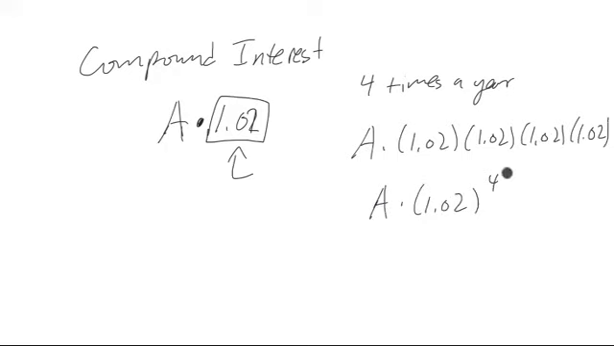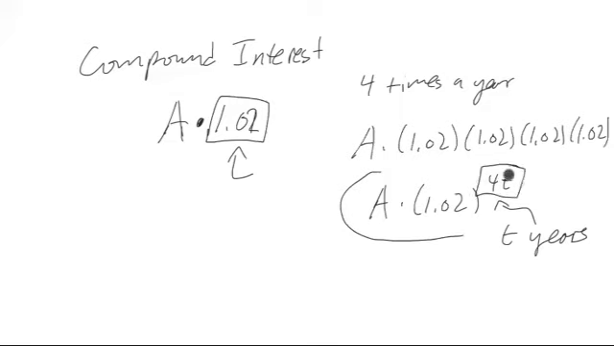Of course, if you're thinking after T years, then this is what you would want, right? You'd raise that whole bit to the T. So 1.02 to the 4T, where you've compounded 4T times in T years. Because every year you compound 4 times. So after T years, you've compounded 4T times. So you're going to be multiplying by 1.02 4T times, if T is the number of years and 4 is the number of times that you're actually compounding.